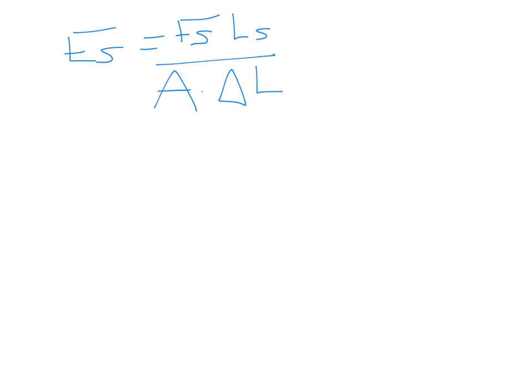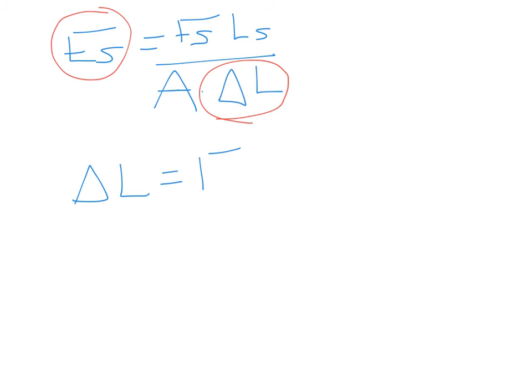So let's rearrange this equation first. I'm going to multiply both sides of the equation by the extension. And then I'm going to divide both sides by the Young's modulus of steel. And if I do that, I will get that the change in length is equal to the force in the steel times the length of the steel divided by the cross-sectional area of the steel times the Young's modulus of the steel. Okay?